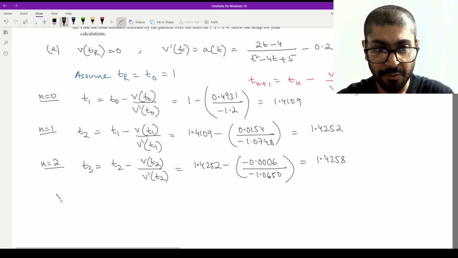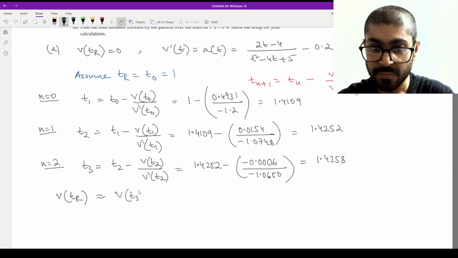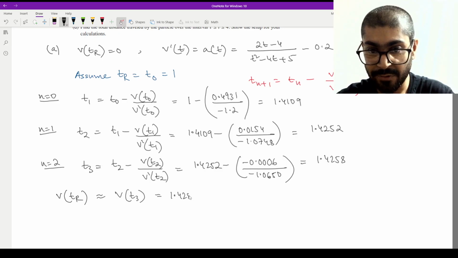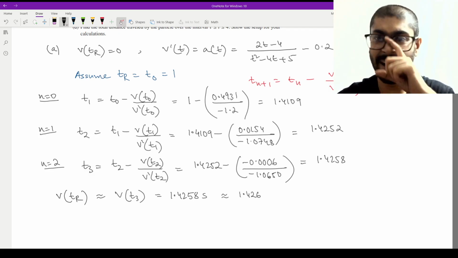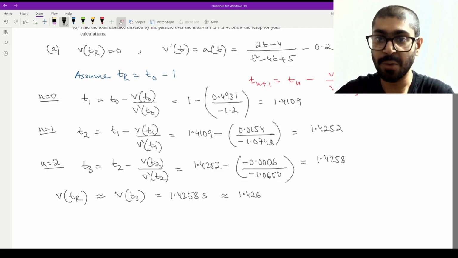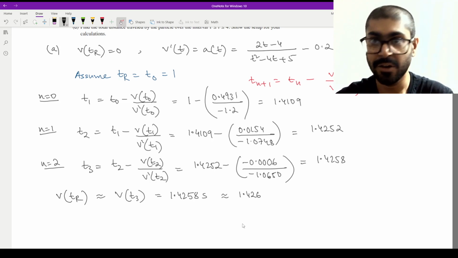So that means V of TR is approximately equal to V of, sorry I wrote it down wrong, V of T3, which is 1.4258 seconds approximated to 1.426. Now two values are allowed for this particular question, 1.425 and 1.426. It depends on the method that you have used. So both of these values are classified to be the correct answer, and that will be your final solution for this.